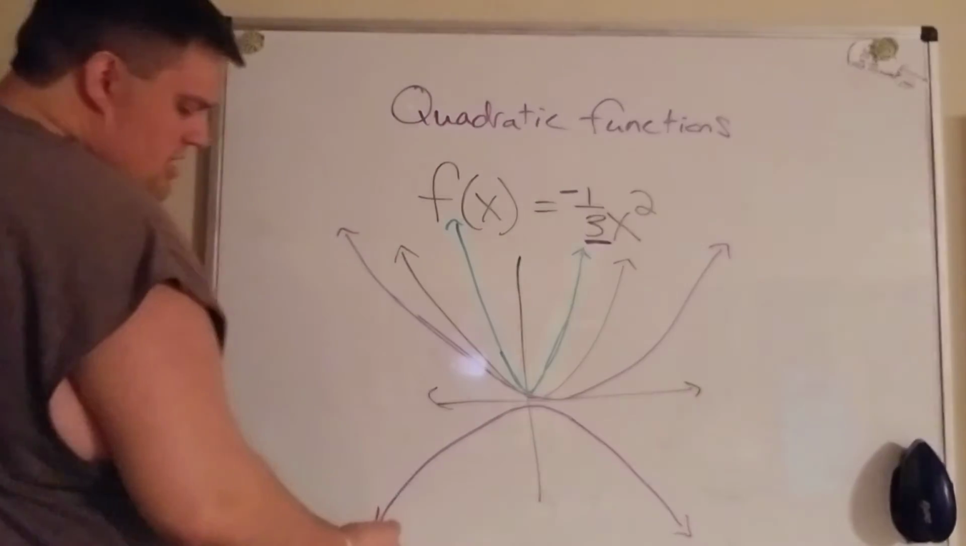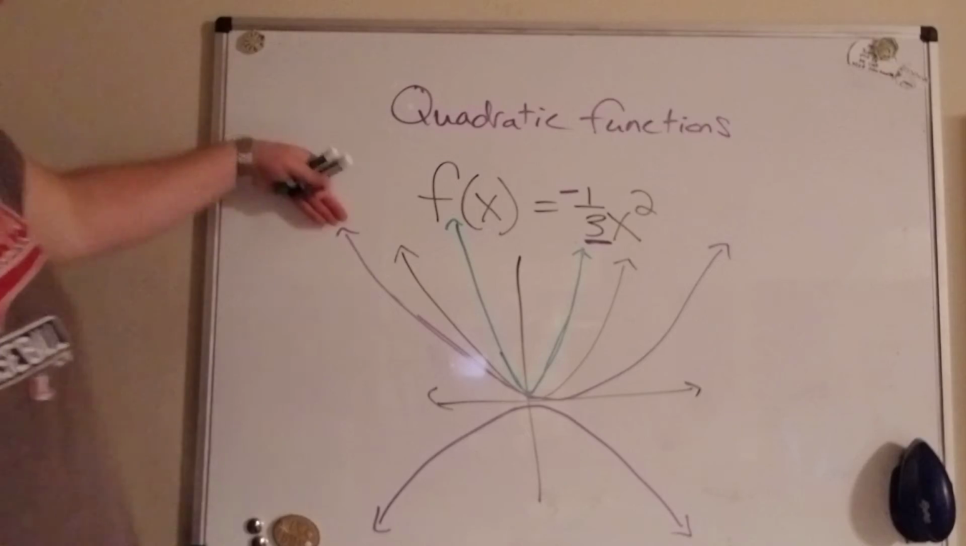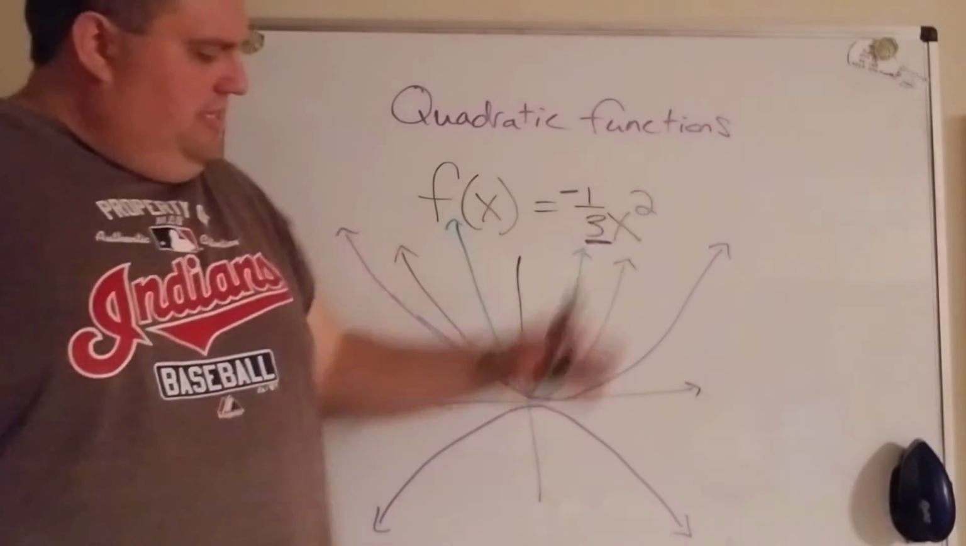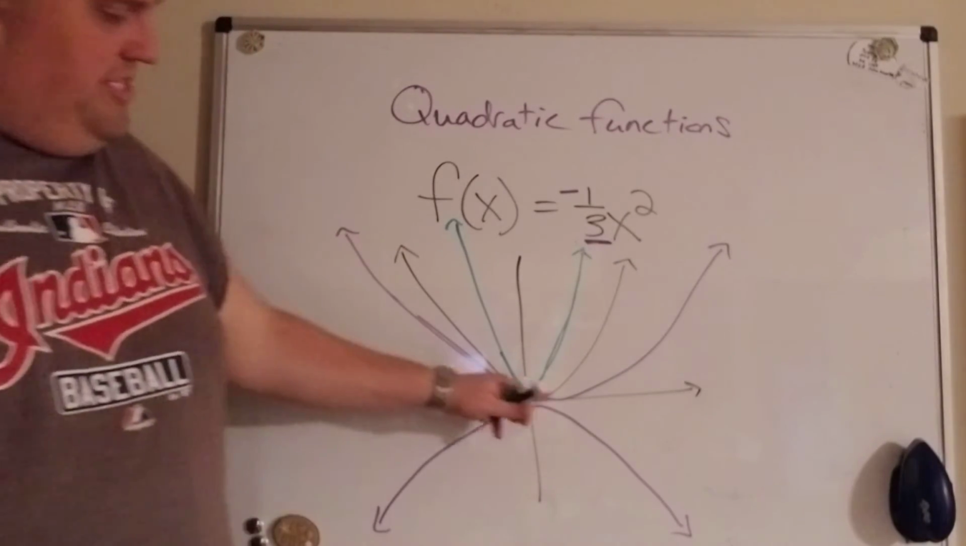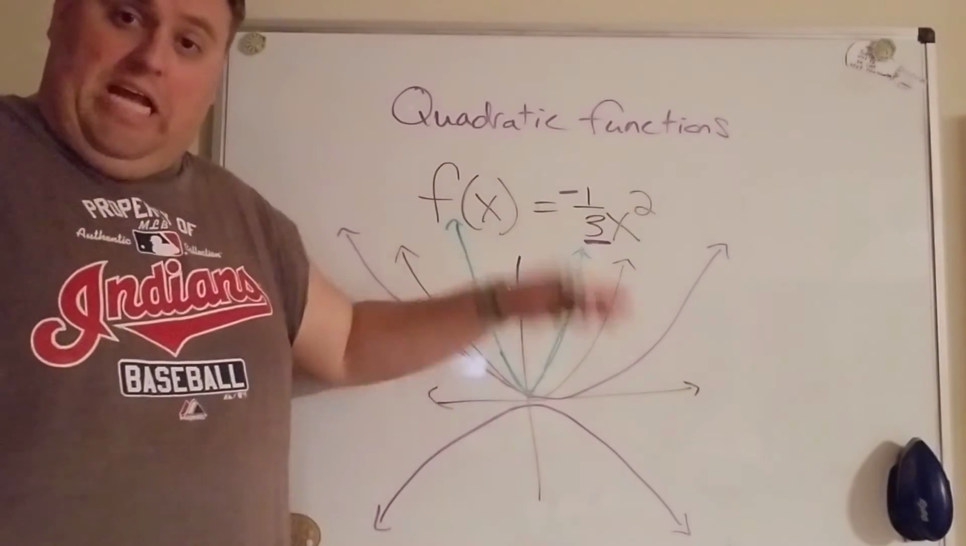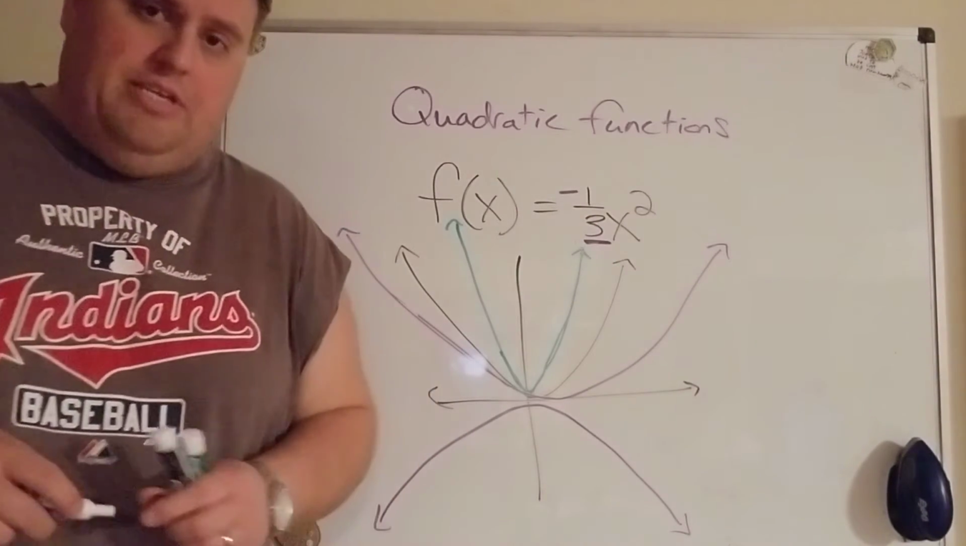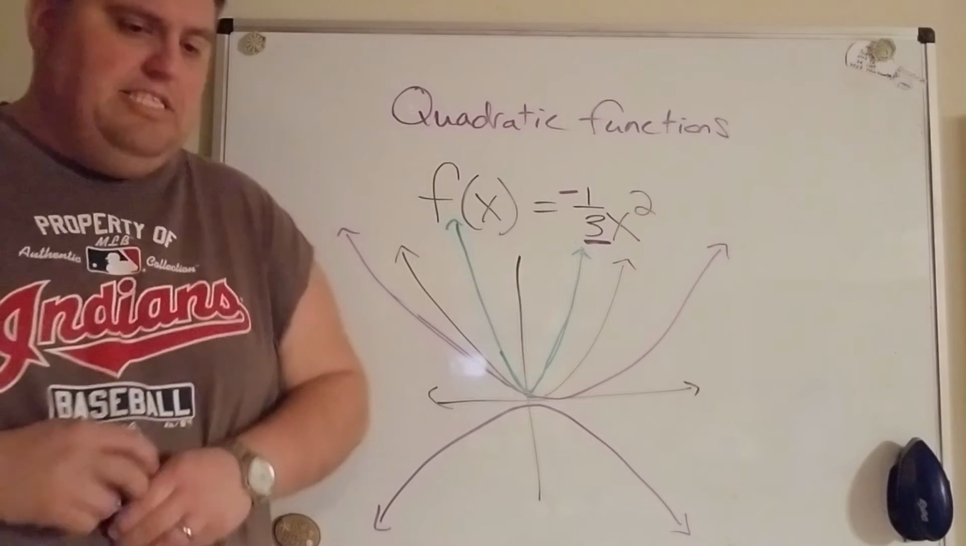So now, instead of it decreasing and then increasing, now it's going to increase and then decrease. So we reflected it over the x-axis because of that negative coefficient in the a spot there.